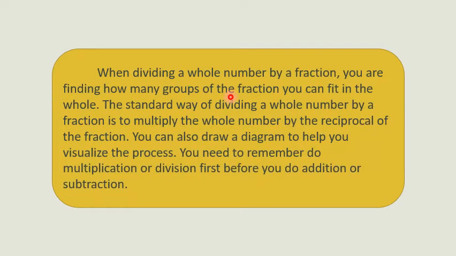So, when dividing a whole number by a fraction, you are finding how many groups of the fraction you can fit in the whole. The standard way of dividing a whole number by a fraction is to multiply the whole number by the reciprocal of the fraction. You can also draw a diagram to help you visualize the process. You need to remember, do multiplication or division first before you do addition or subtraction.